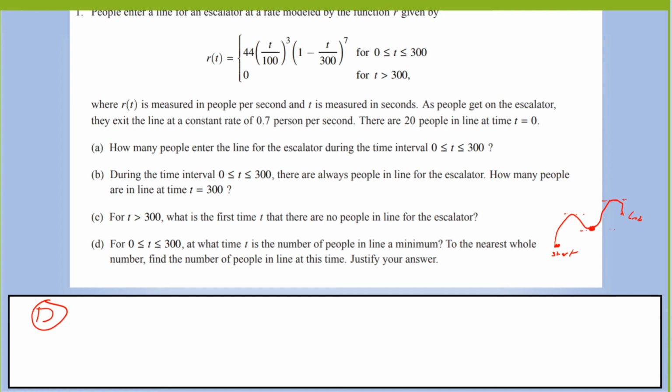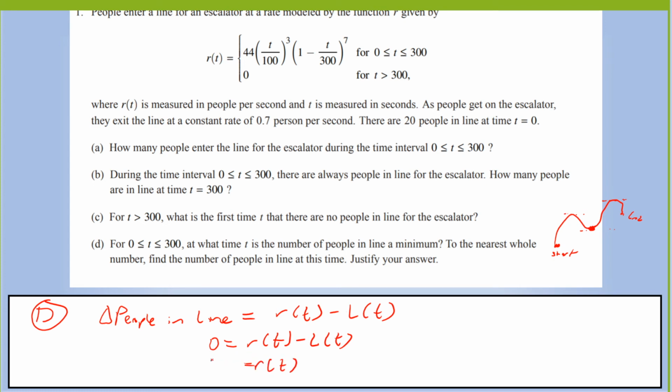Okay, so I'm going to take our rate, which is RT. Change in people in line is equal to our rate in minus our rate out, which is our total change. And I want this to be equal to 0. RT minus LT. Now, I don't want to solve this by hand because this is a crazy function. But if you notice, this can only be true if RT is equal to LT. So I'm going to use that to solve.